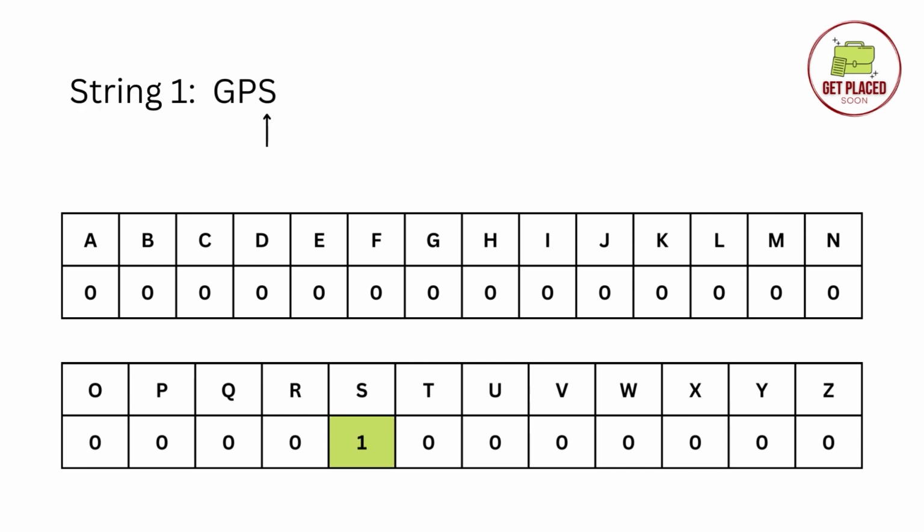Now we'll get started with the string 1. We have encountered y in the string 1, so increment y. Again, moving forward, we encountered p, so increment the value of p. Then we have encountered g, increment the value at index g. Similarly, we go to string 2. So you can see we have three ones here.